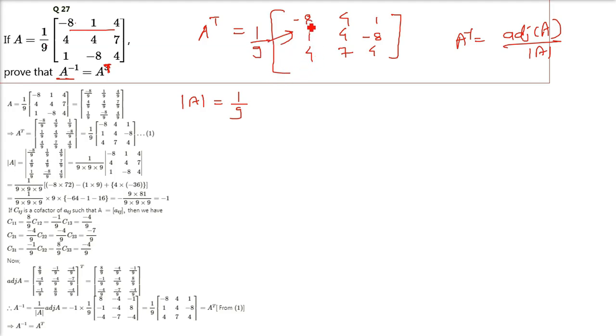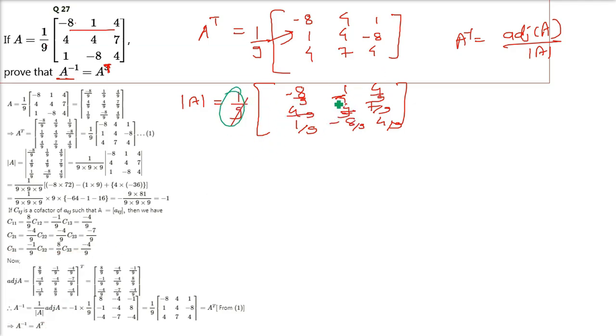If you multiply this 1 by 9 inside, you'll get minus 8 by 9, and then 1 by 9, and then 4 by 9, 4 by 9, 4 by 9, 7 by 9, 1 by 9, minus 8 by 9, 4 by 9. So just multiply 1 by 9 inside. This is a scalar multiplication. We know that in order to find out the determinant of A, we need to multiply this all inside. Now, we can take 1 by 9 from either 3 rows or either 3 columns. That's up to you. I hope you are understanding the concept.